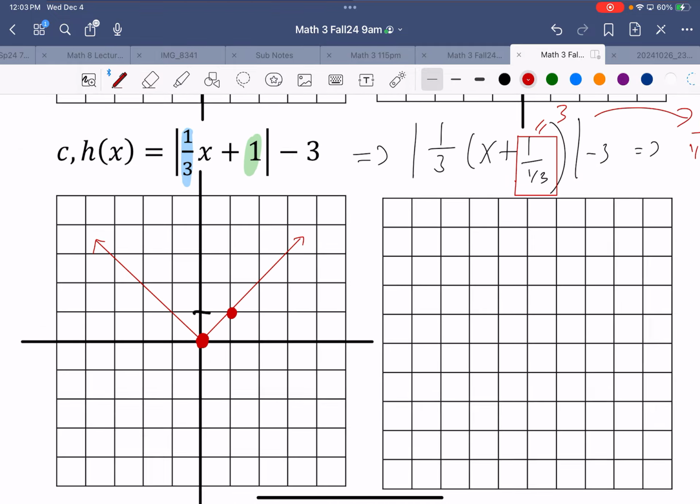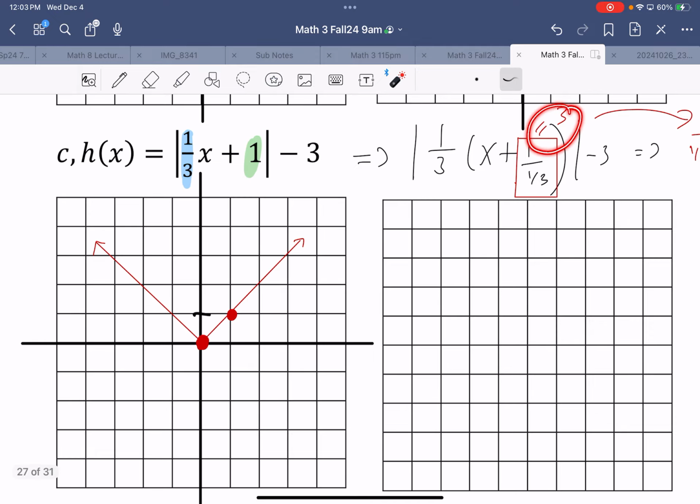And the reason for that is, if you notice right away, you might think, oh, this is going to move 1 to the left. But it's actually supposed to move 3 to the left. But I have to take care of this 1/3 first.